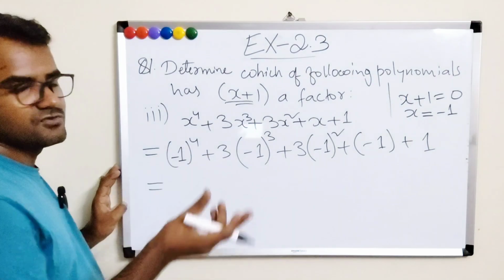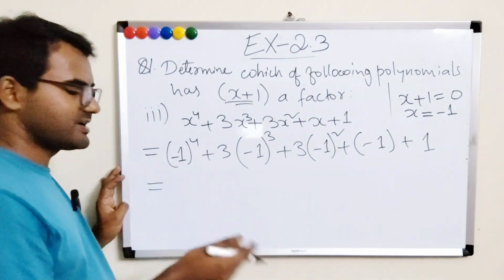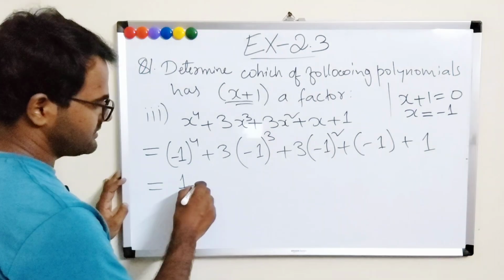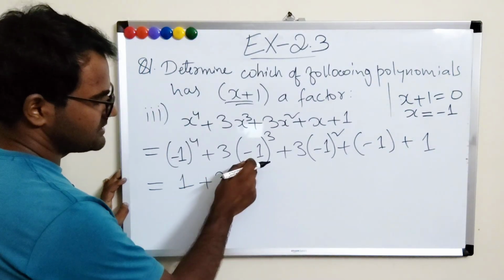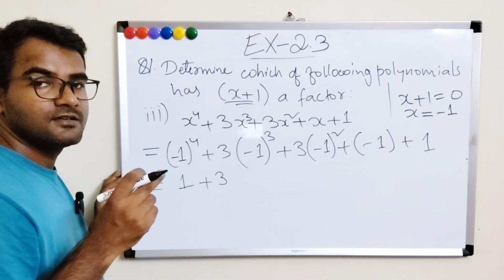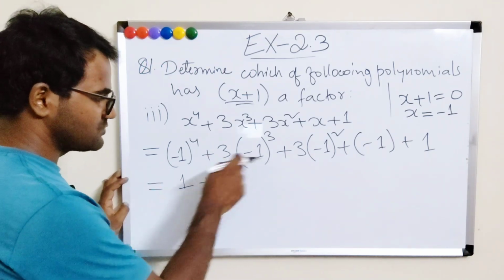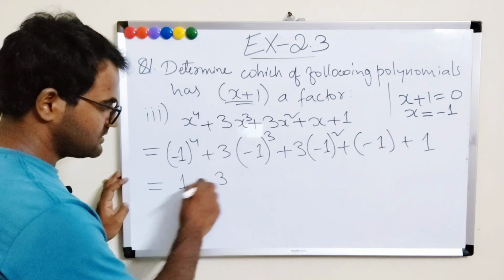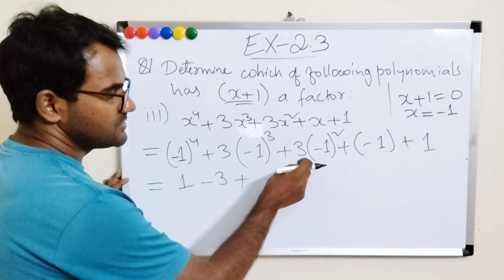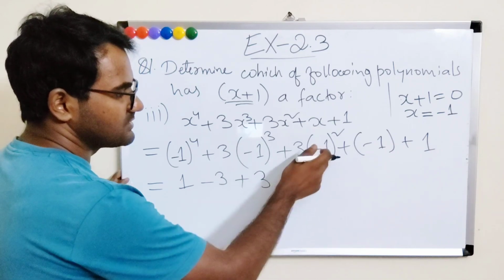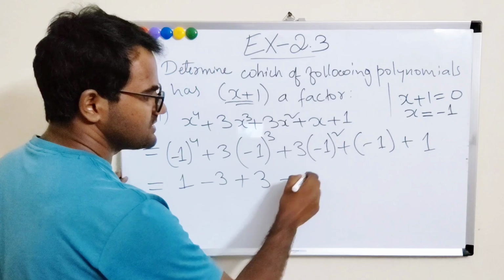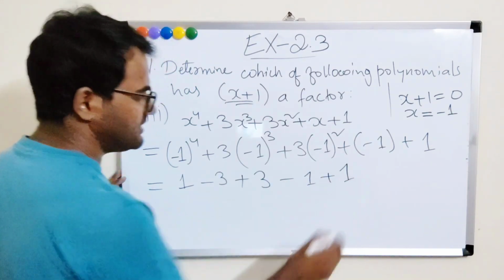Now let's calculate. As you know, minus into minus into minus into minus is what? It is plus. So positive 1 we get here. Then here we get 3. Then this one, minus into minus 3 times, what will we get? Minus 1 only. So minus 1 into plus 3 is minus 3, right? Plus, then see, 3 into 1 you will get 3, and minus into minus is plus, so plus 3, right? Then plus into minus is minus, then 1, then plus 1, right?